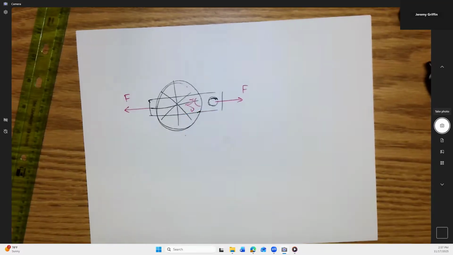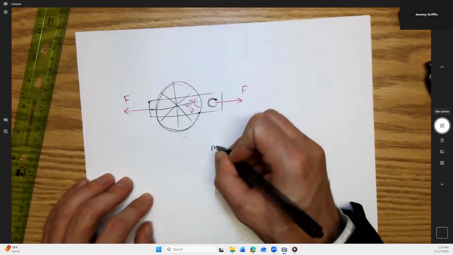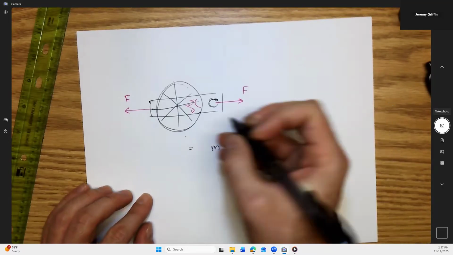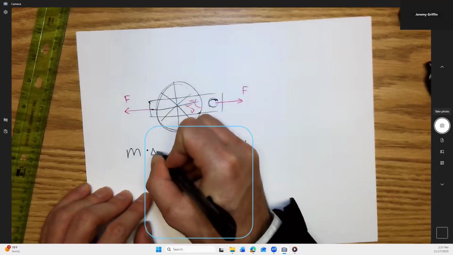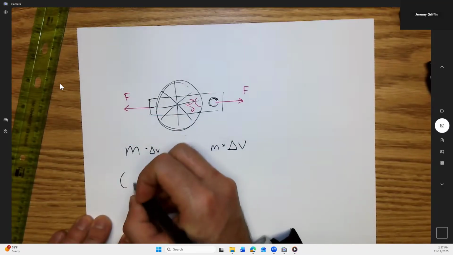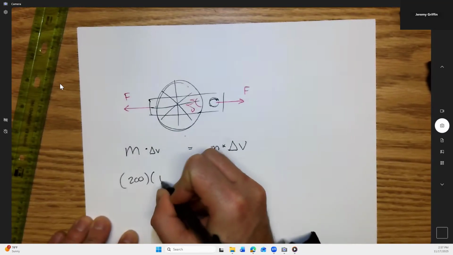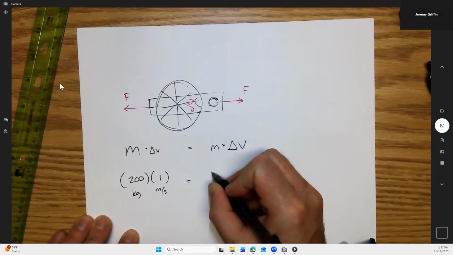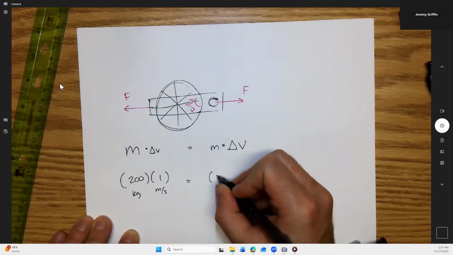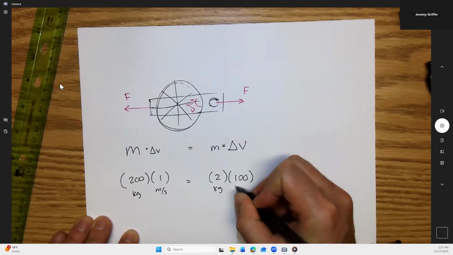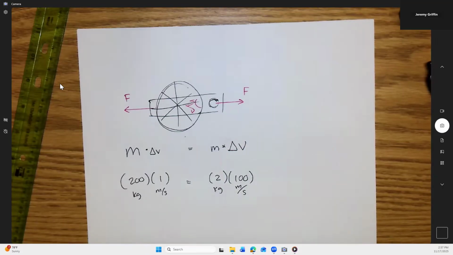But here, if I write it this way, a small mass times a large change in velocity is equivalent to a large mass cannon times a small change of velocity. This is the same impulse. Let me throw some numbers in. If the mass of the cannon was like 200 kilograms at 1 meter per second, that could be equivalent to, say, a 2 kilogram ball going at 100 meters per second. Just throw some numbers in there.